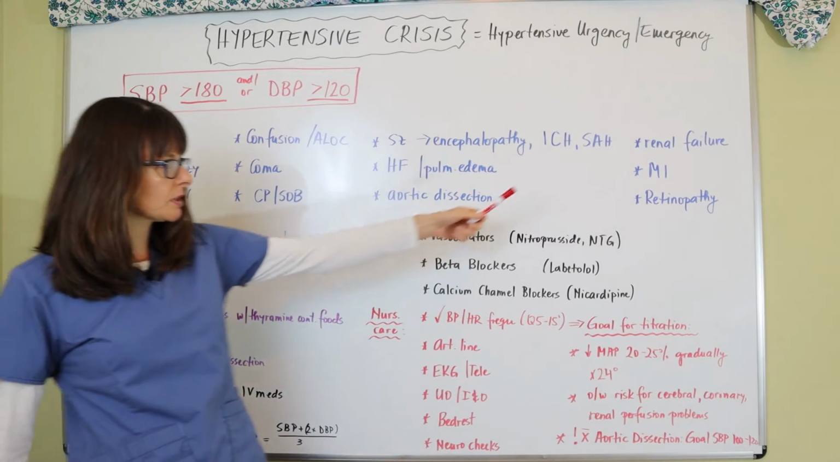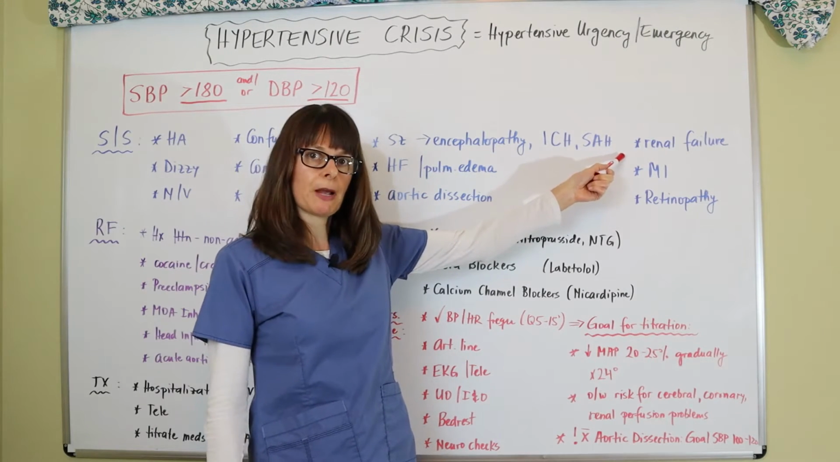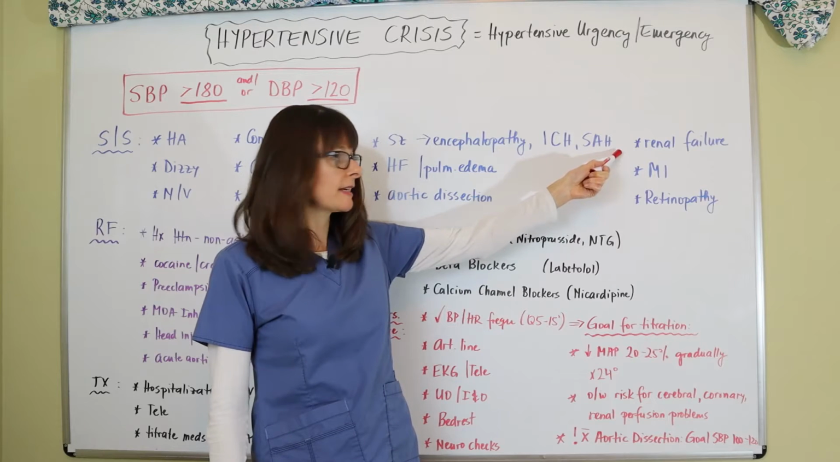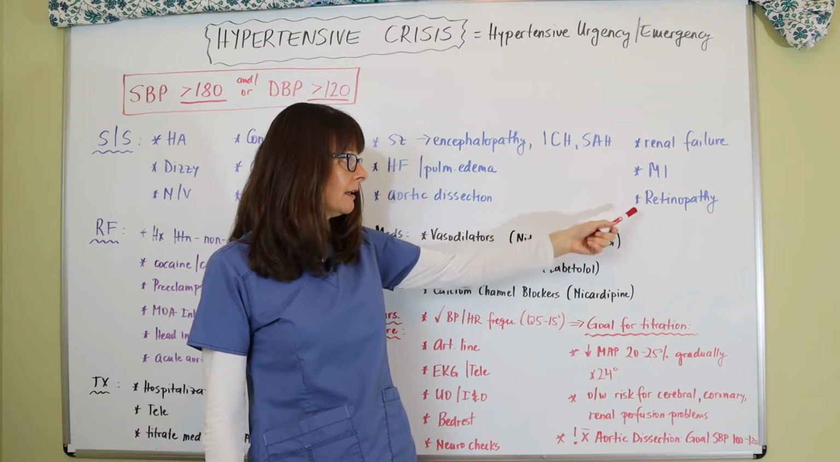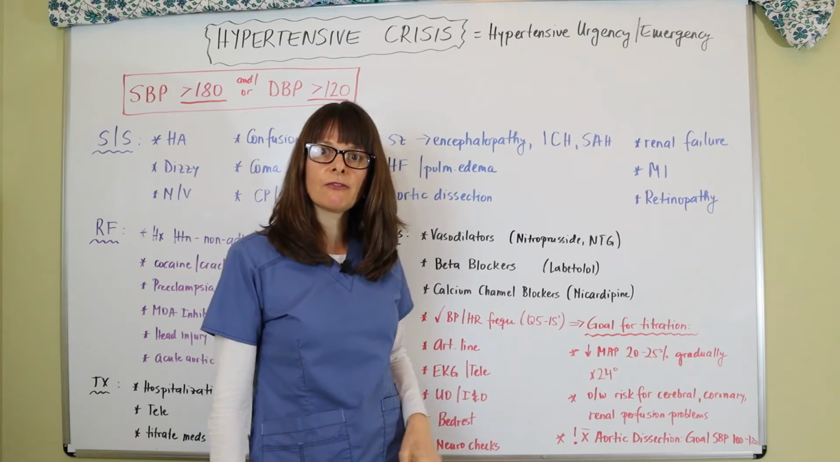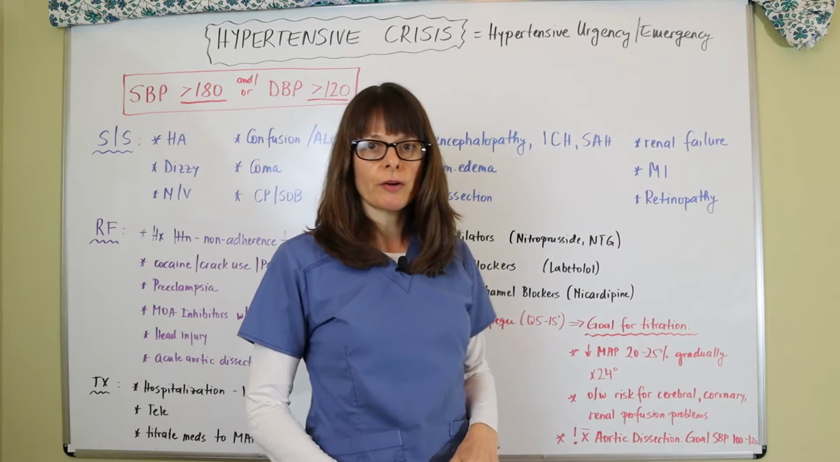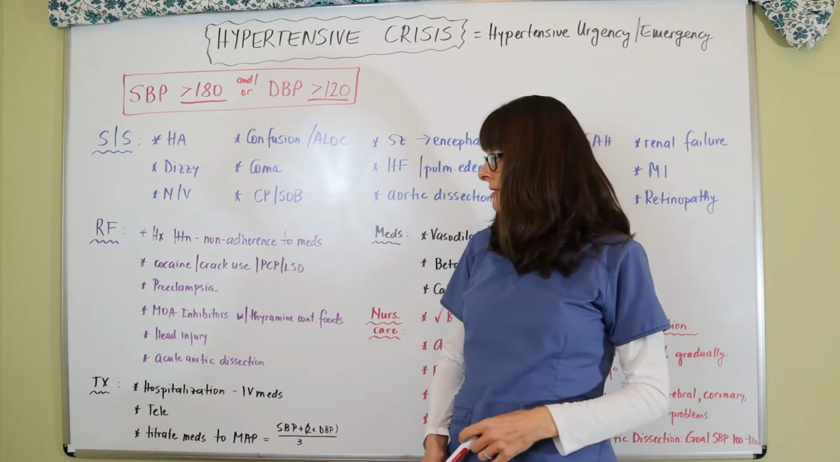But it can also put the kidneys under a lot of pressure, and the patient might exhibit signs and symptoms of renal failure as well as MI, heart attack, and retinopathy. So definitely visual disturbances are also very common with a hypertensive crisis.